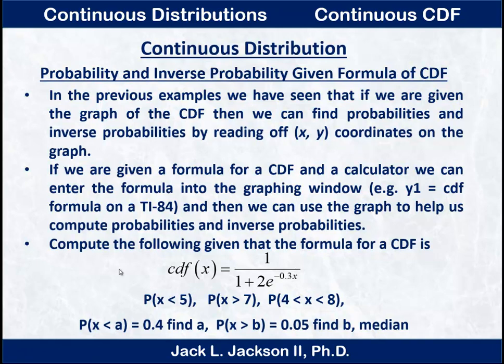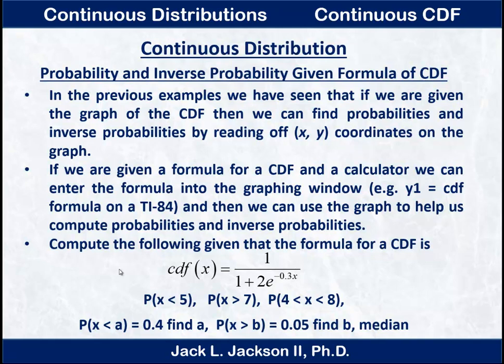The first three are probability problems. Compute the probability that x is less than 5, the probability that x is greater than 7, the probability that x is between 4 and 8. Compute those three probabilities. Of course, they're probabilities, so you know you should be getting something between 0 and 1.